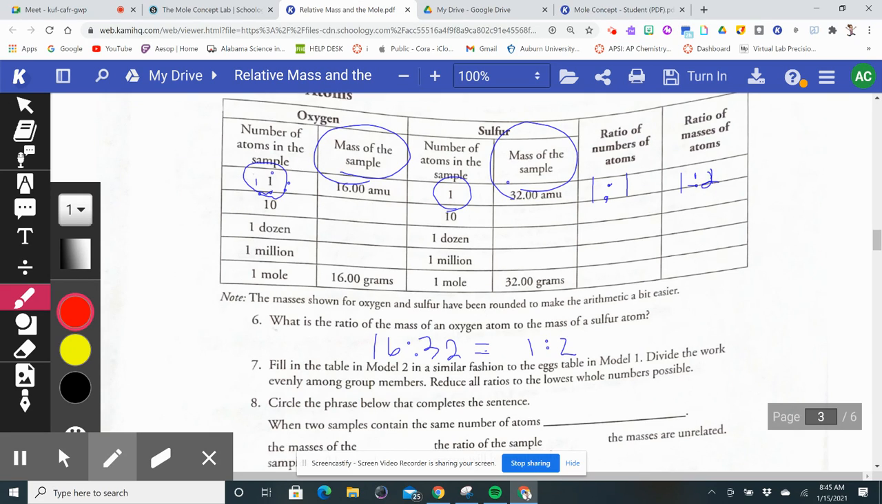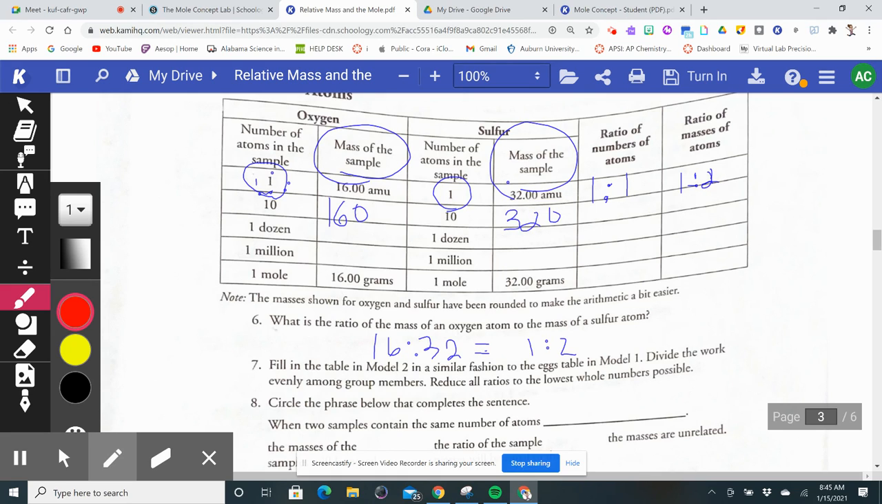If 1 oxygen atom is 16 grams, what's the mass of 10 oxygen atoms? 160. I just multiply, right? So that's what we put in the table. That's easy enough. 160. And if I have 10 sulfur atoms, what will be the mass of those sulfur atoms? 320. All right.